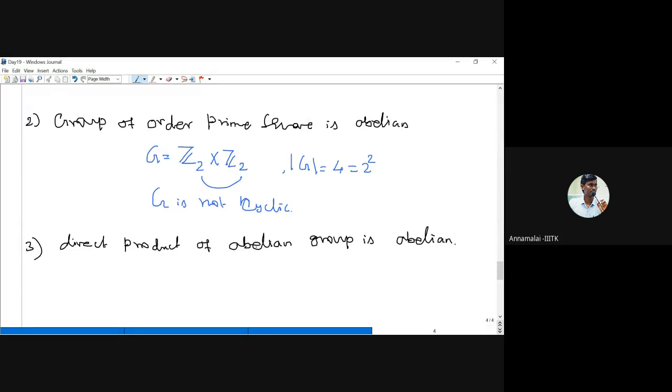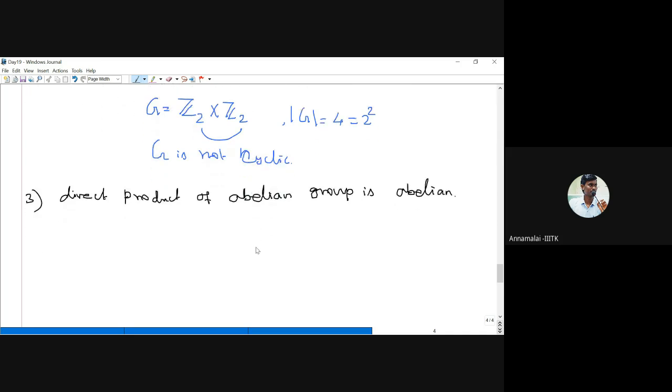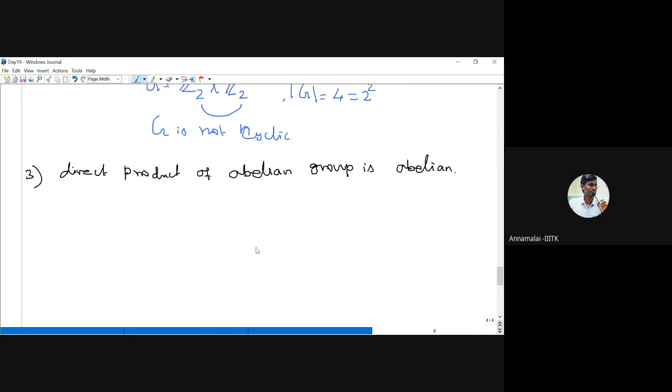If you take finite abelian groups, the product is also a finite abelian group. If you take infinite abelian groups, the direct product is also an infinite abelian group. But if you take finite cyclic groups, the product need not be cyclic. When the product is cyclic, the GCD of the orders of the cyclic groups should be 1. But in the case of infinite groups, there is no such result.